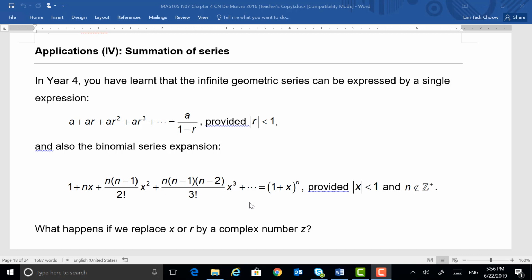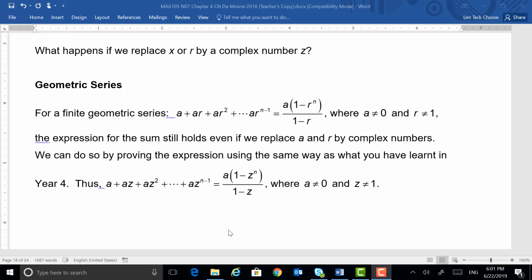What happens if we replace the x in this expansion, or the r in this expansion, with a complex number? What will happen? Let us study this issue by first and foremost looking at the finite series.